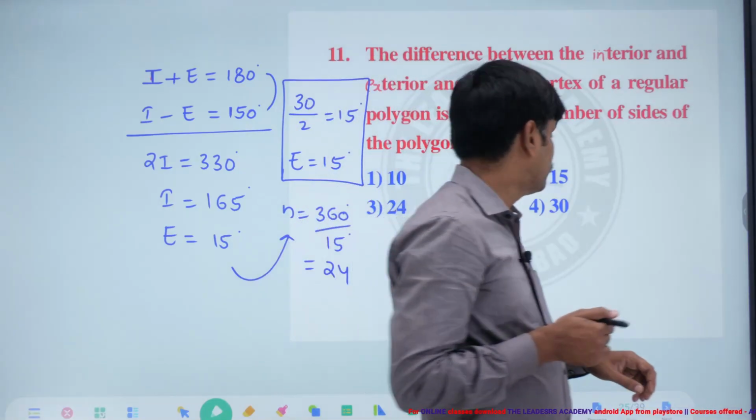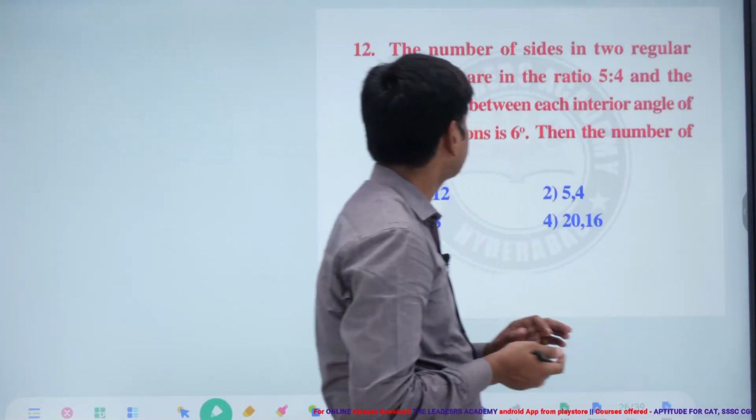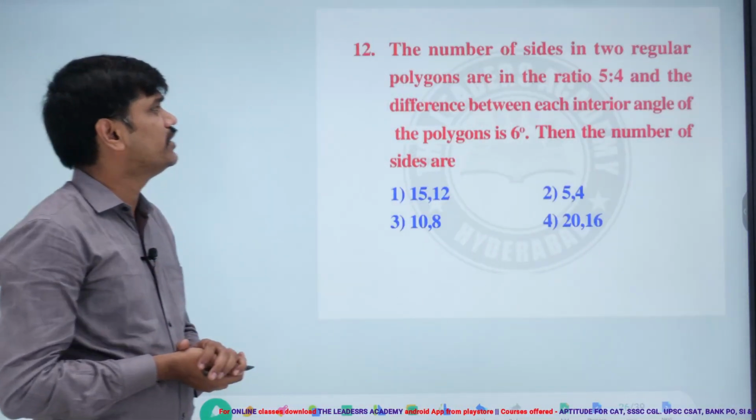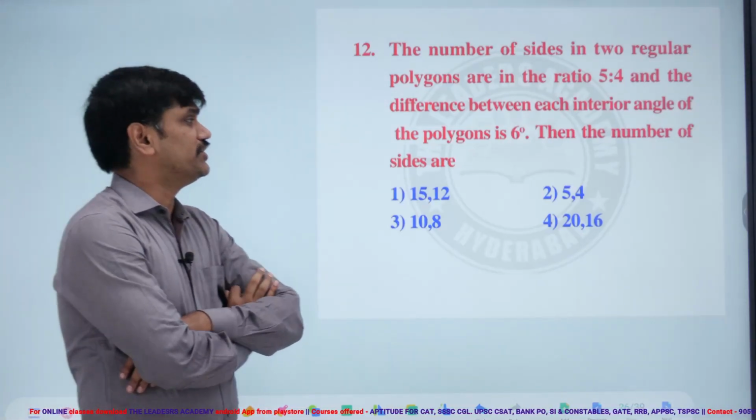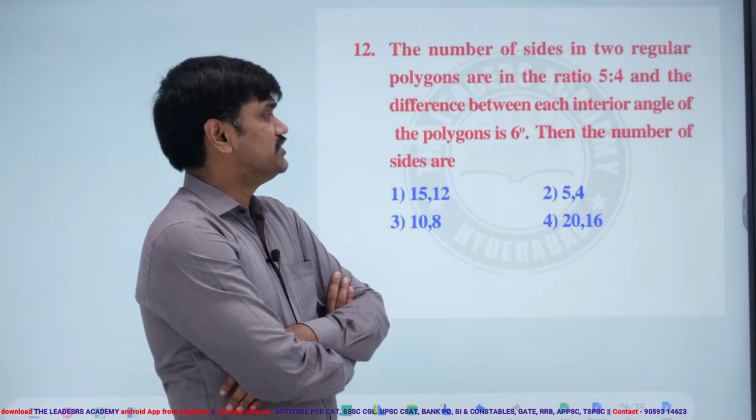Right? Next, problem number 12. The number of sides in two regular polygons are in the ratio 5:4 and the difference between each interior angle of the polygons is 6 degrees. Then the number of sides are?